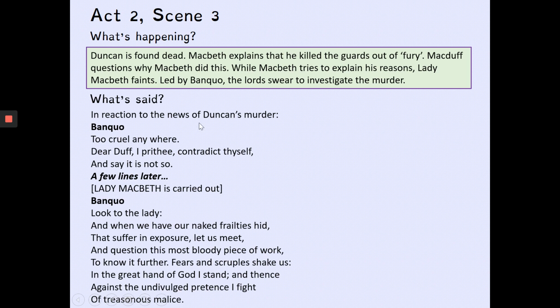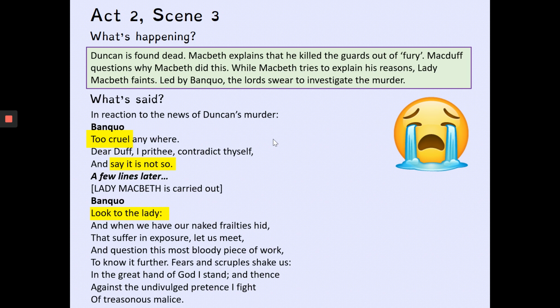So this is all in reaction to the news that Duncan's dead. Banquo's response is this: "Too cruel, anywhere. Dear Duff," that's just an abbreviation of Macduff, "I prithee, I pray, contradict thyself and say it is not so." So here Banquo is really showing his desperation, and the language is full of a really sad tone. This is too cruel. Say it isn't so.